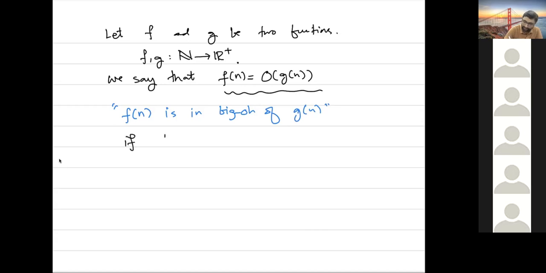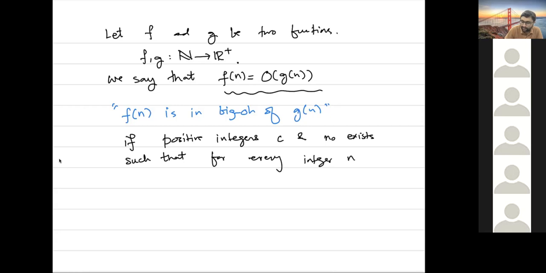If positive integers c and n0 exist, such that for every integer n greater than or equal to n sub zero, f of n is at most c times g of n. Okay.